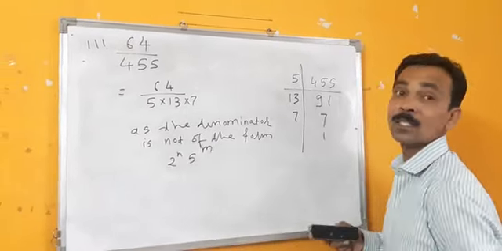Therefore 64 upon 455 is not a terminating decimal expansion.